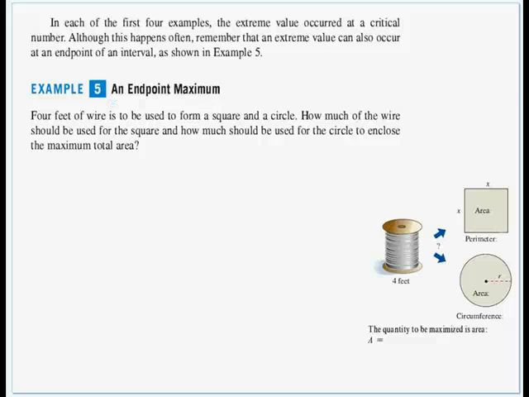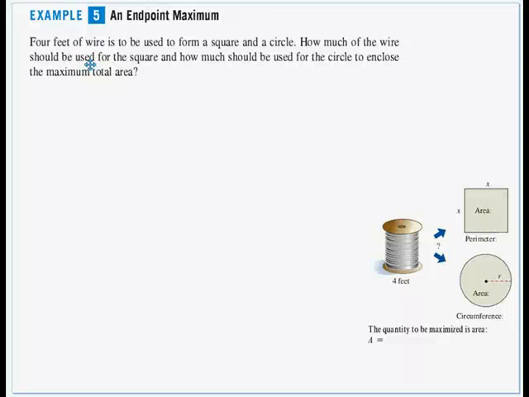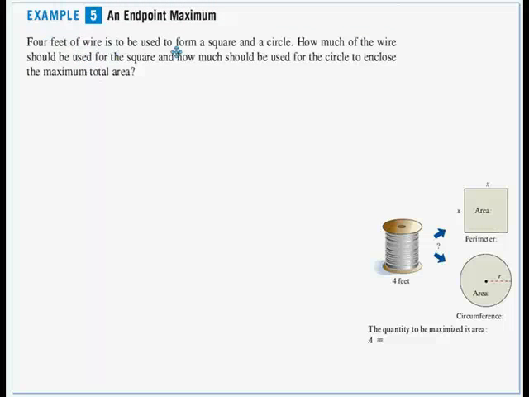So in this example 5, it says 4 feet of wire is to be used to form a square and a circle. How much of the wire should be used for the square and how much should be used for the circle to enclose the maximum total area? So our primary equation, that's the first thing we always want to find here. Our primary equation is what we want to max or min, and here it's maximum total area.